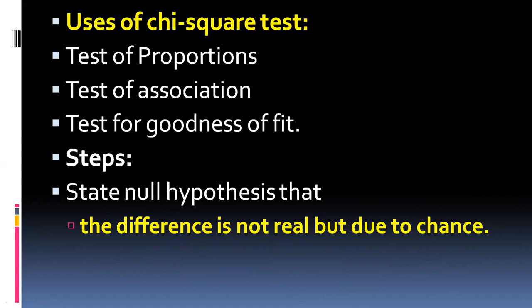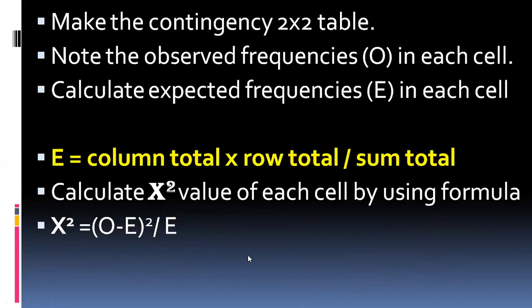So before we proceed, what are the uses of the chi-square test? It is used for test of proportion, it's also used for test of association, and also used for test of goodness of fit. So here again, the steps are described. First we state the null hypothesis, then make the contingency table, find out the observed values, which are given, and we have to calculate the expected value.